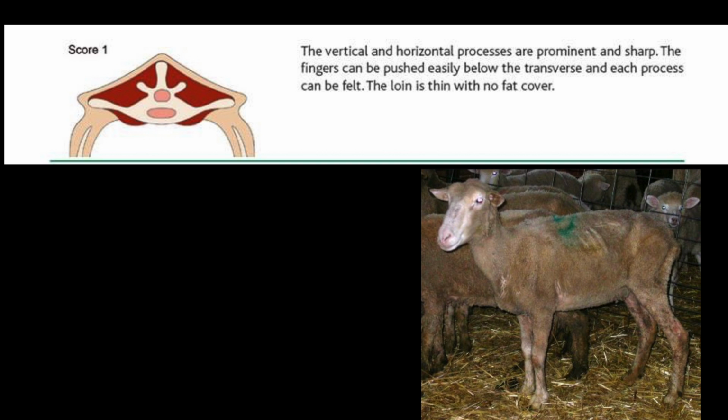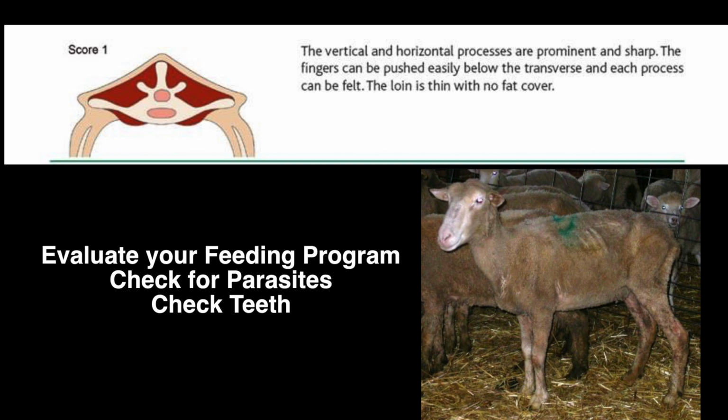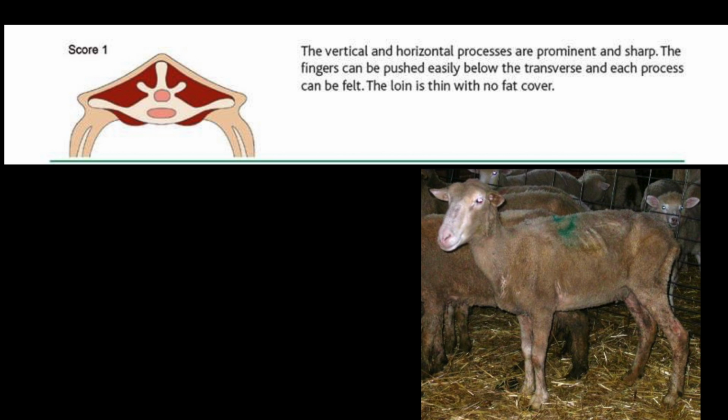If you have a sheep with a score of 1, you should evaluate your feeding programs, check for parasites, and check the teeth of the sheep. These could be the reasons the sheep is underweight. If not, it could also be from age or more serious health problems.